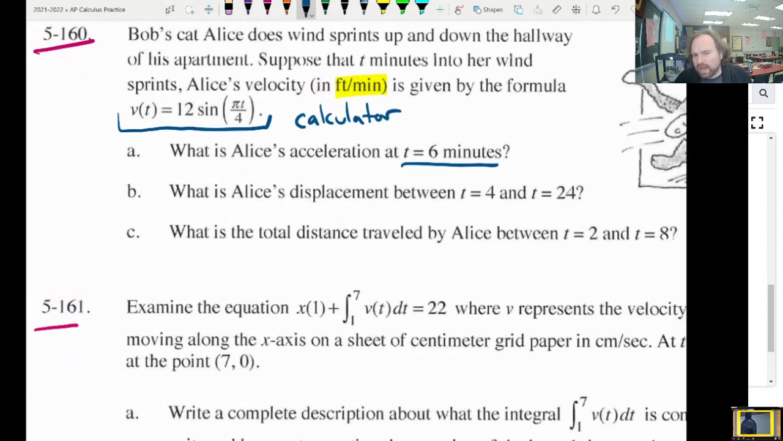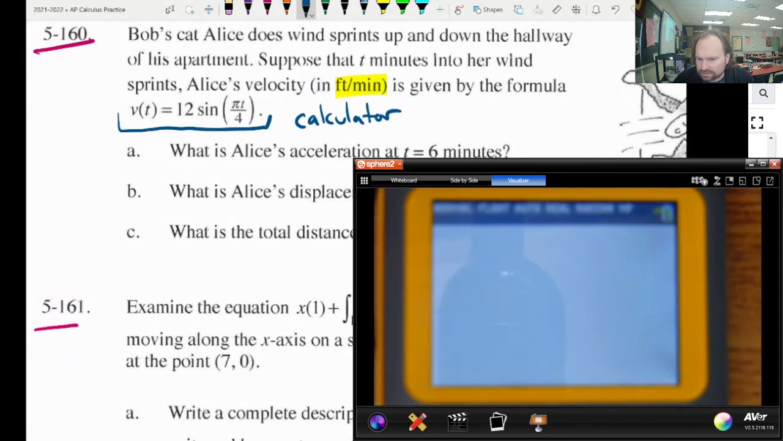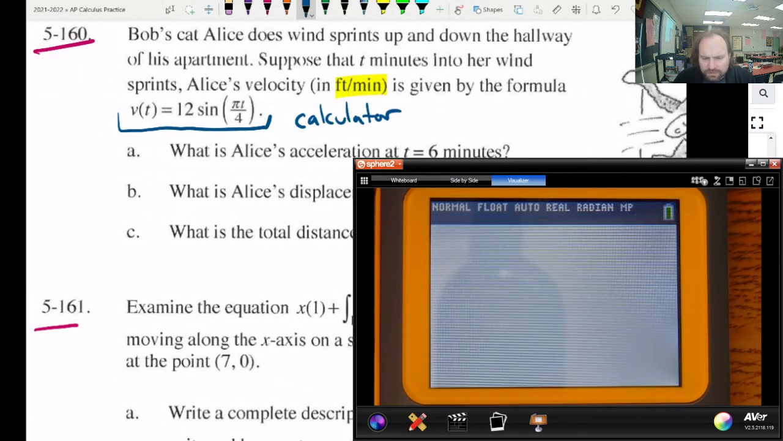At no point are we ever going to be expected to take that derivative. It's not actually too terrible to do, but it's way too mind-consuming. This would be a calculator question, so we'll get calculator cam ready to go. Hello. We're back and we're on focus. Okay, so first thing we got to know is what's her acceleration. Alice's acceleration at t equals 6 minutes.